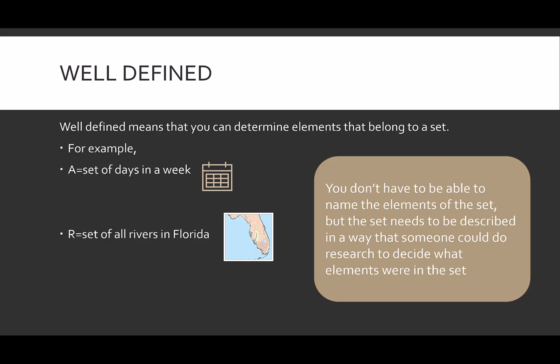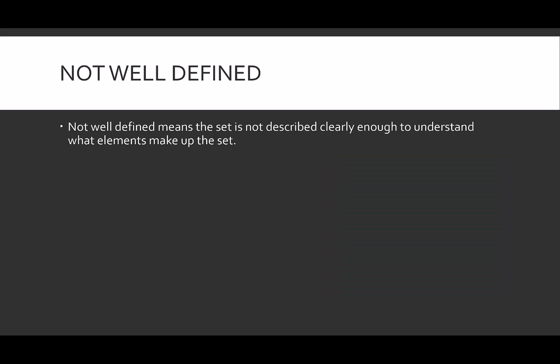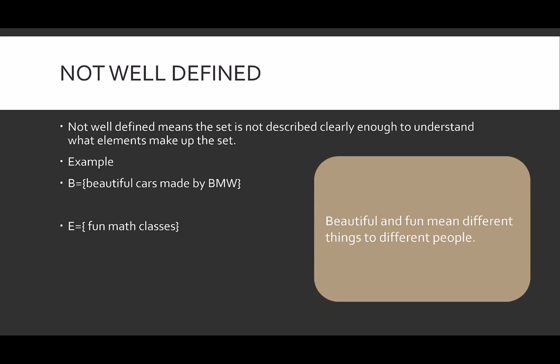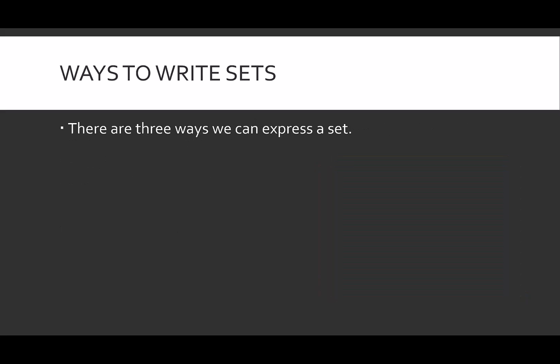But the set needs to be described in a way that someone could do research to decide what elements were in the set. Not well-defined means the set is not described clearly enough to understand what elements make up the set. For example, if B is the set of beautiful cars made by BMW, or E is the set of fun math classes, we would say these sets are not well-defined. Beautiful and fun mean different things to different people, so we couldn't research what elements belong to the set and which ones do not.